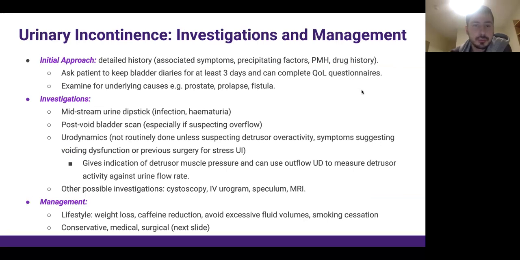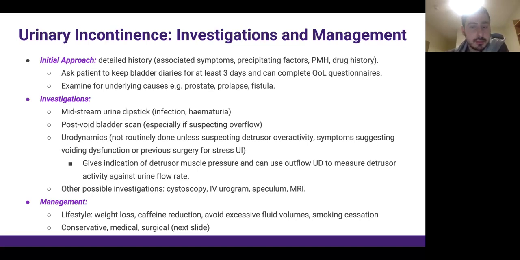So initial approach, as always, a detailed history. A bladder diary for 3 days will be very useful. And then we move on to investigations. As with anything in urology, urine dip is vital, in primary care especially. And if we suspect overflow incontinence, so that's with chronic retention, when the efferent fibers don't work as well and as a result you collect more and more urine, which leaks, you might want to do a post-void bladder scan.